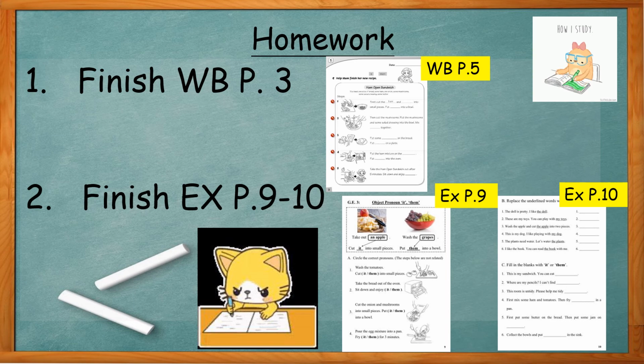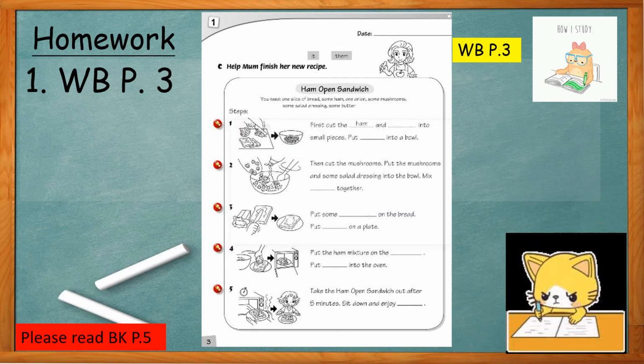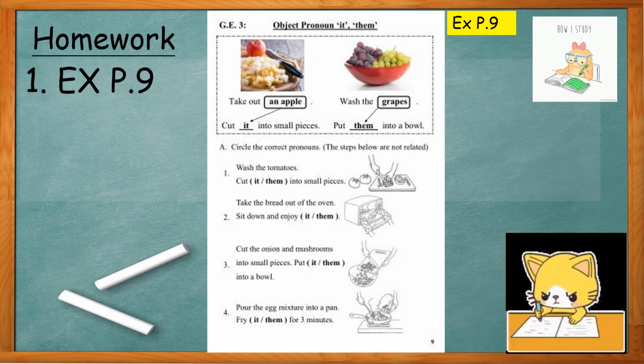Boys and girls, it's time for me to tell you what homework you are going to do. First, you need to finish your workbook page 3. Second, you need to finish your exercise book page 9 to 10. When you do your workbook page 3, please read your textbook page 5 again. You need to fill in the blanks with the correct name of the food and the correct object pronouns, it or them. When you do your exercise book page 9, please follow the example.